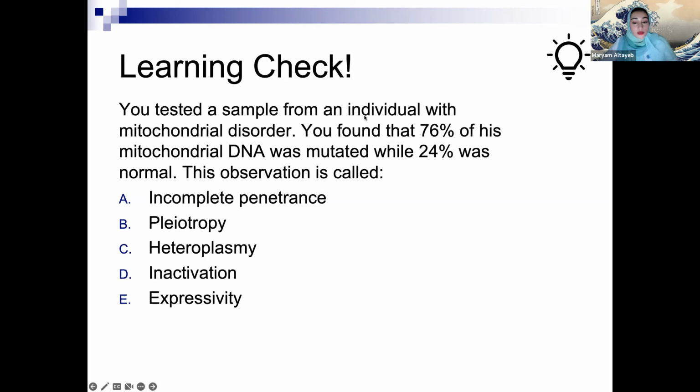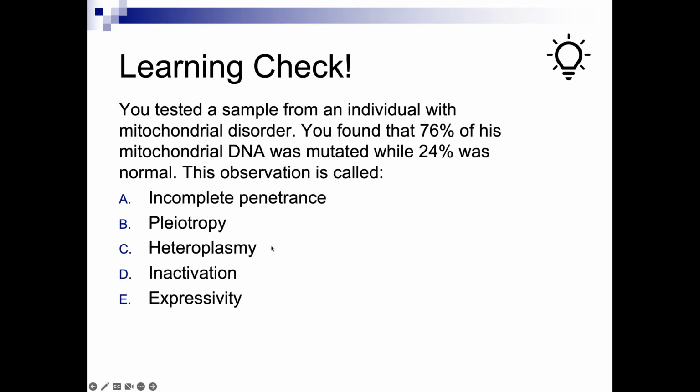This is one person. Okay, you got it? So 76% of the DNA is mutated and 24% is normal. And so when there's a difference, that's what we call heteroplasmy. Remember, hetero means different. If 100% of his mitochondrial DNA were mutated, we would call that homoplasmy. Okay, all right.